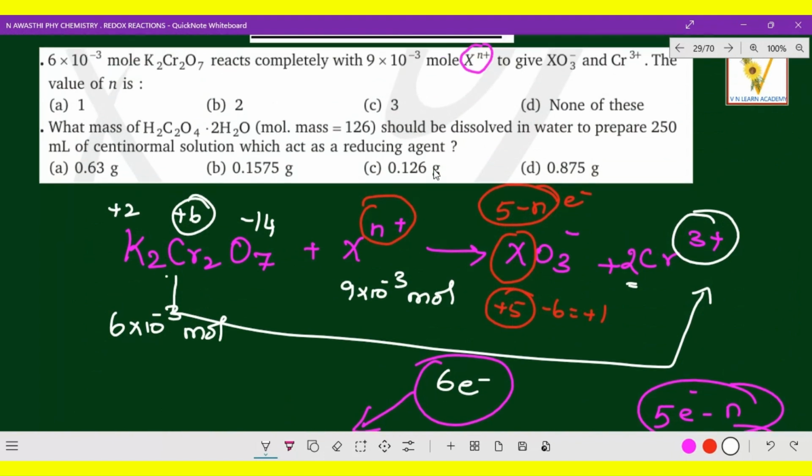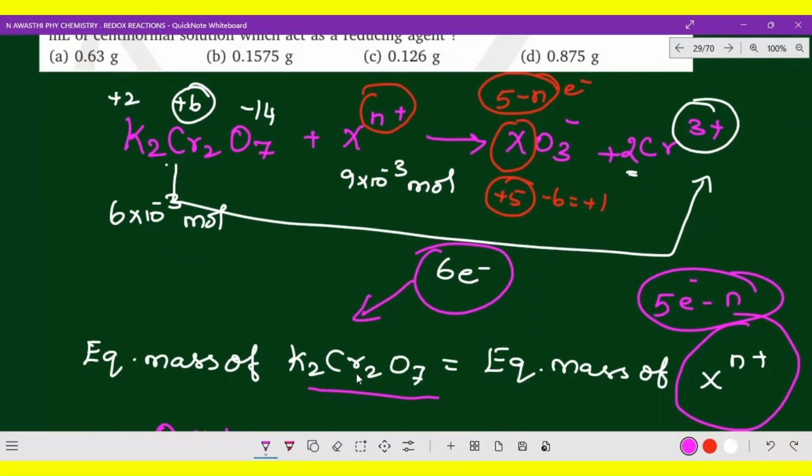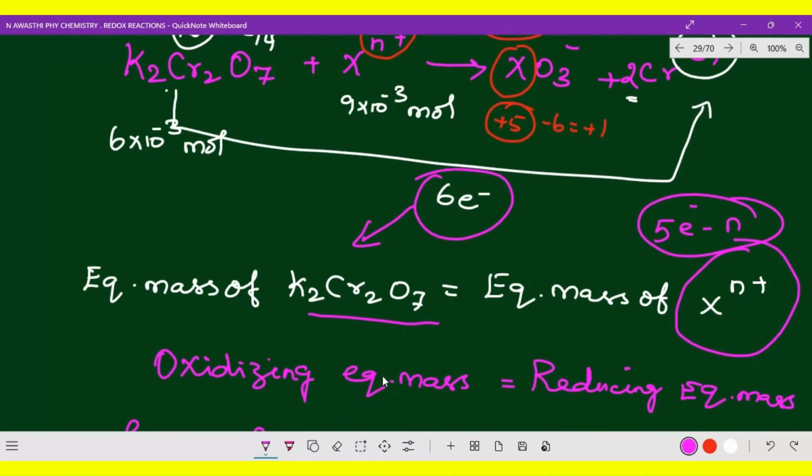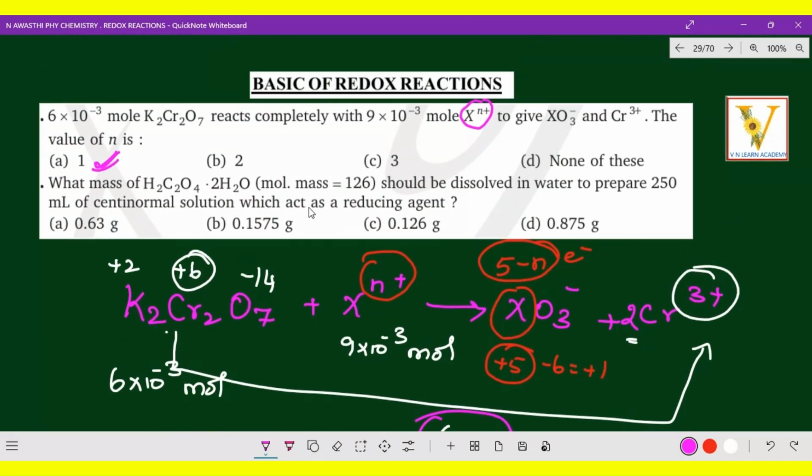Indirectly they are asking that question. Usually we follow direct questions only, but in this question we find it indirectly. I hope you got the clarity about all these questions. The equivalent mass of the oxidizing agent is equal to the equivalent mass of the reducing agent, that is, the equivalent mass of K2Cr2O7 equals the equivalent mass of X to the power n plus. Hope you got the clarity. Let's go to the next question: H2C2O4, oxalic acid.